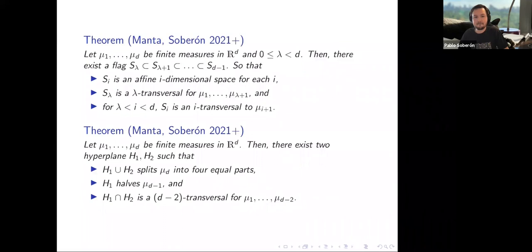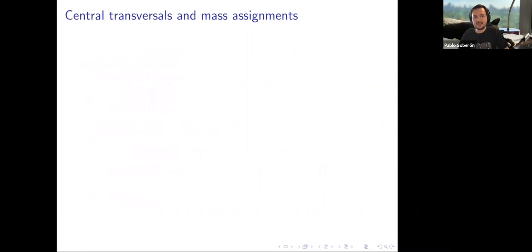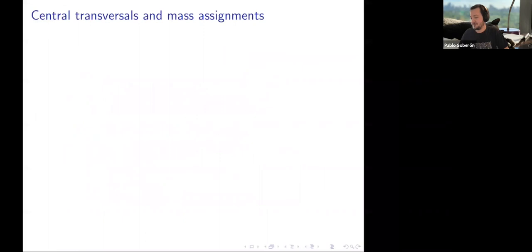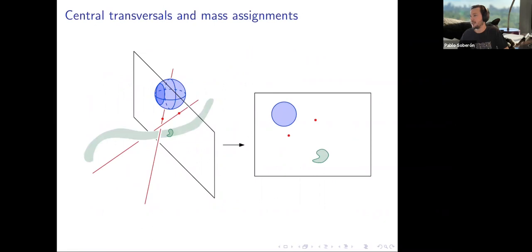Okay, questions so far? Okay, let's then extend this a bit. So I told you about central transversals. I told you about mass assignments. What if we want to combine them? So I'll give you a few mass assignments. What we were doing before was trying to find a Hadamard hyperplane here. What if here, instead of that, I want a central transversal? We should usually be able to get a lambda transversal for lambda plus one measures, but if I'm with mass assignments, I may be able to get more.